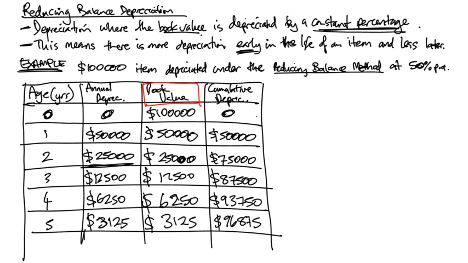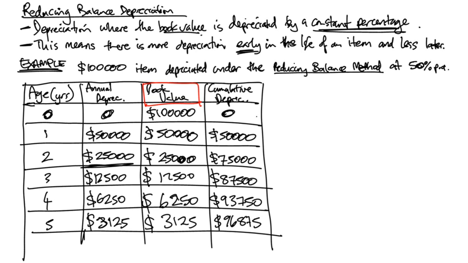The book value is never actually going to reach 0. It's always going to be half of a half of a half of a half. So you're never going to actually get an example where you have to worry about a residual value for reducing balance, because there's always going to be a residual value. And that's how you fill out the table. You work out book values first, and then you can fill out the cumulative and annual depreciation after you've worked that out.